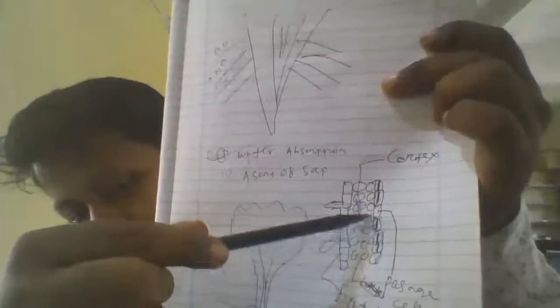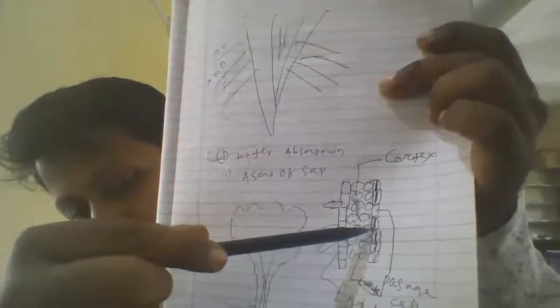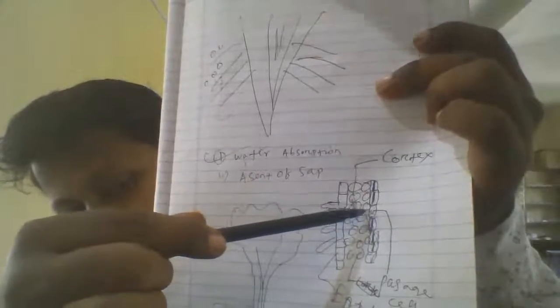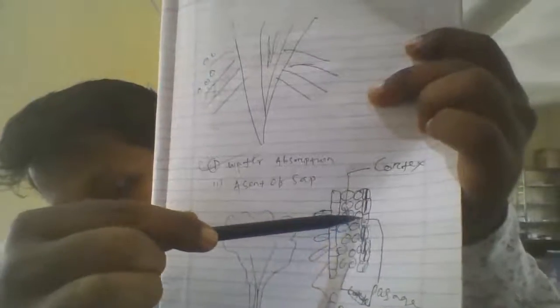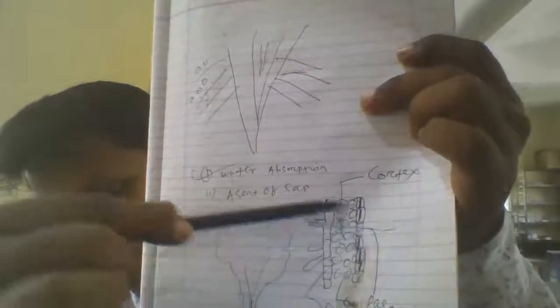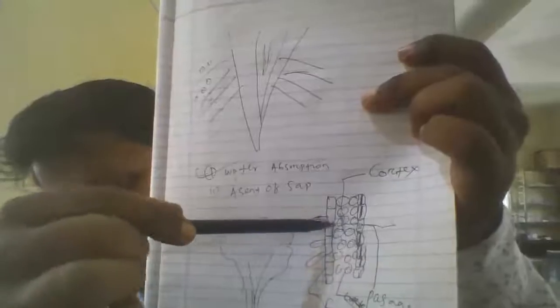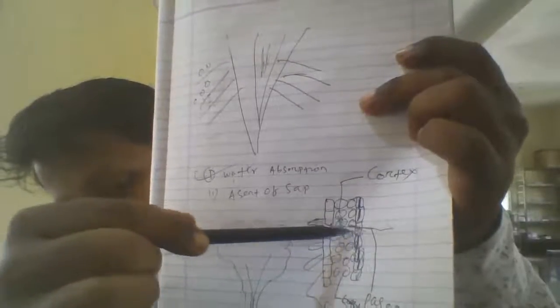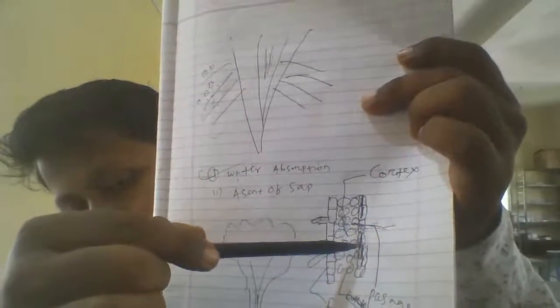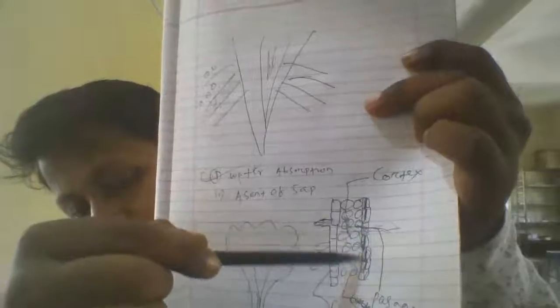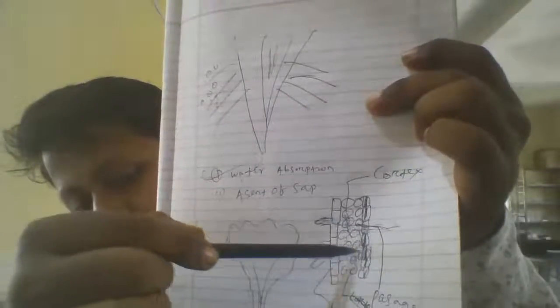This Casparian strip prevents the water from entering. There is only one channel. This is called the passage cell. This passage cell helps to move the water from the outermost region to the innermost region, toward the inner side. So only through the passage cell can water move to the inner side of the plant body. Otherwise, the Casparian strip which is present in the endodermis prevents the water from entering the next level.